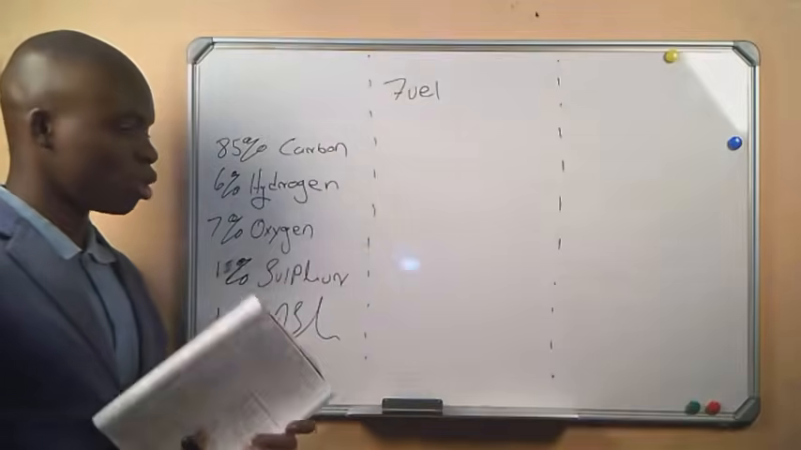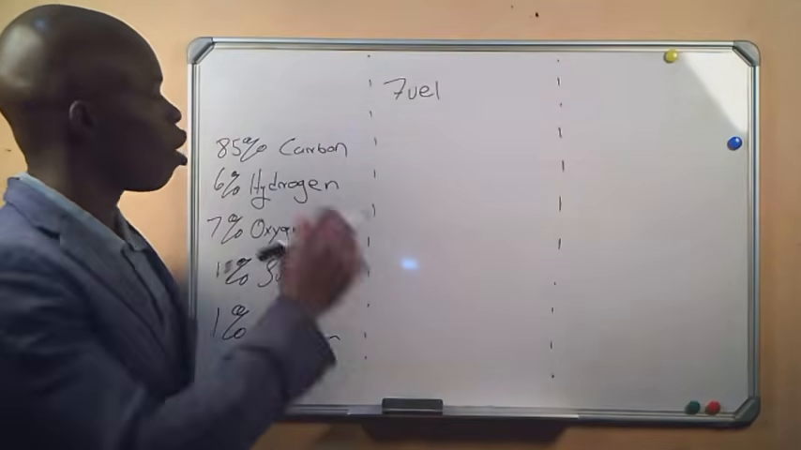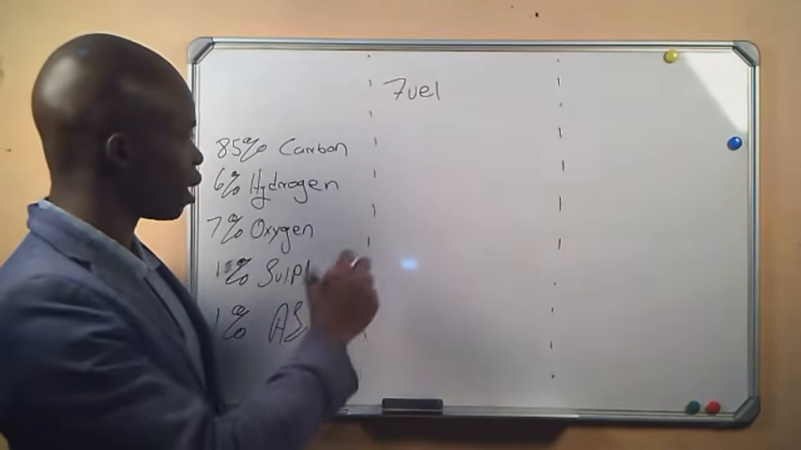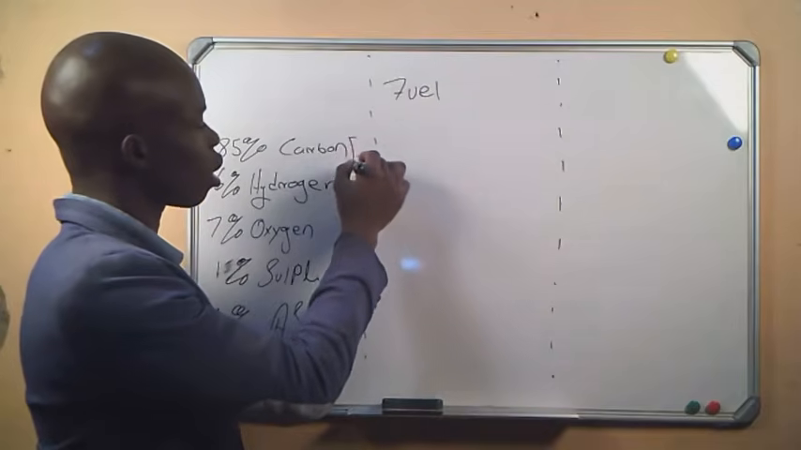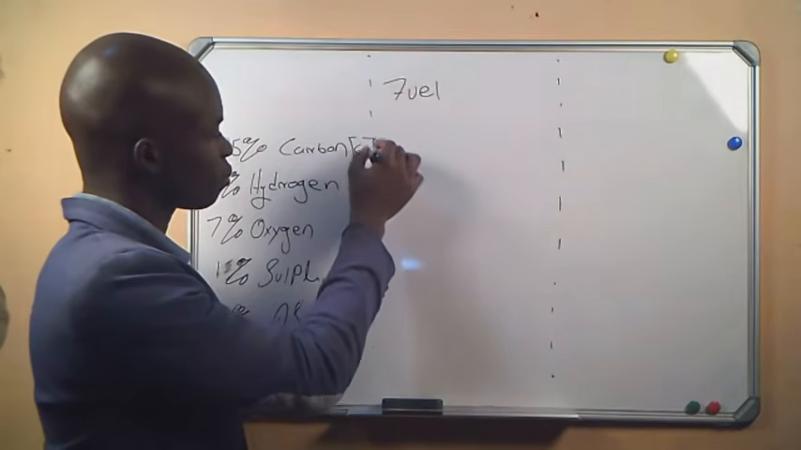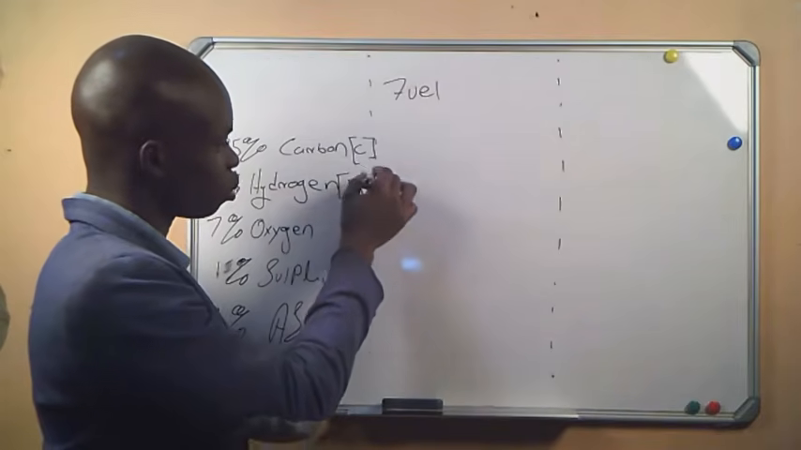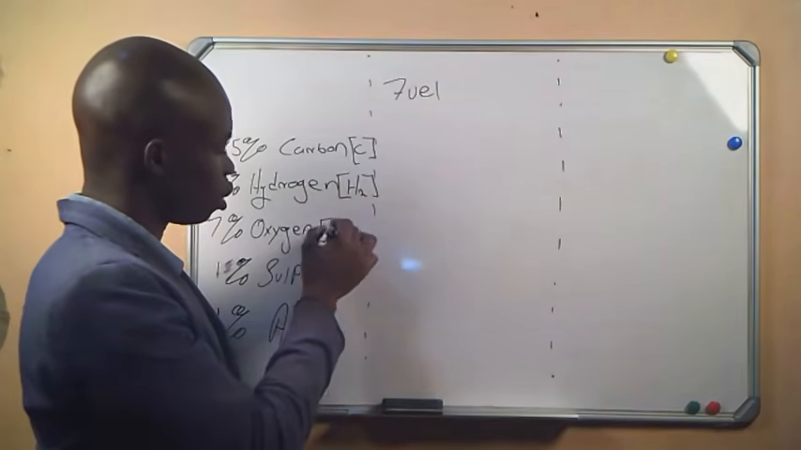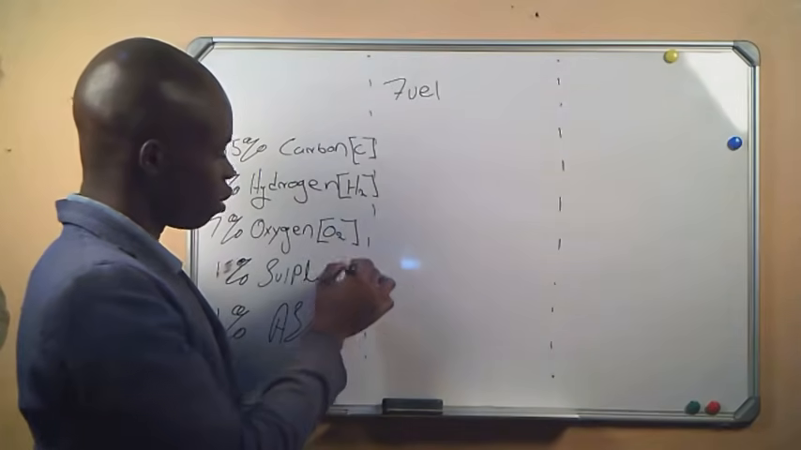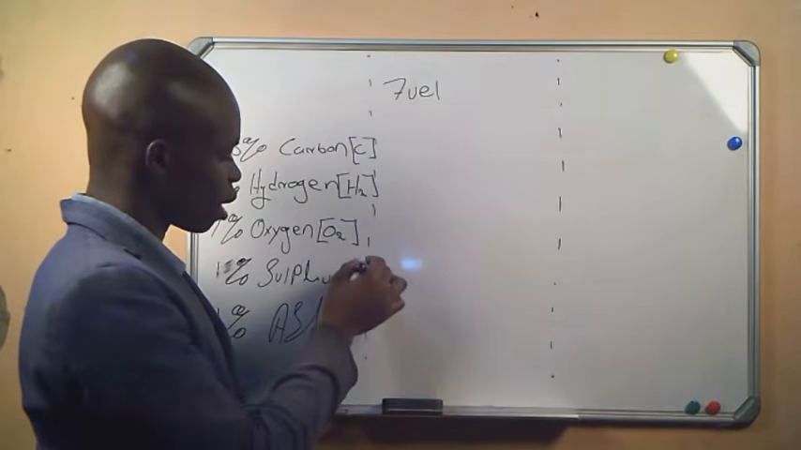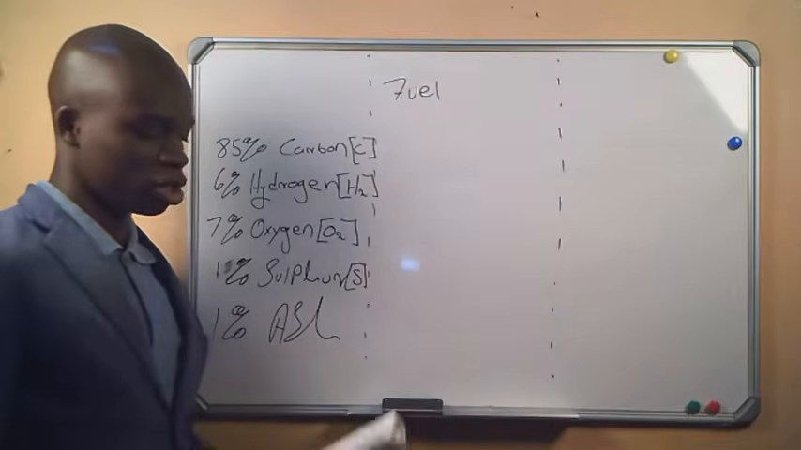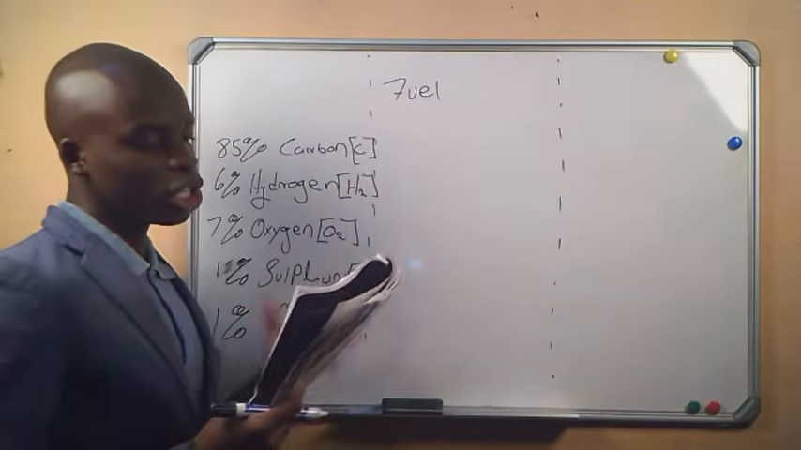And then we continue. We have a shorter way of writing them. For carbon, we write C. For hydrogen it is H2. For oxygen, it's O2. For sulfur it is S. And for ash it is just ash. And then we continue with the question.